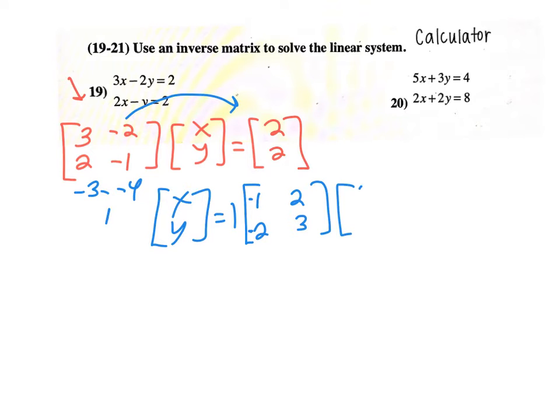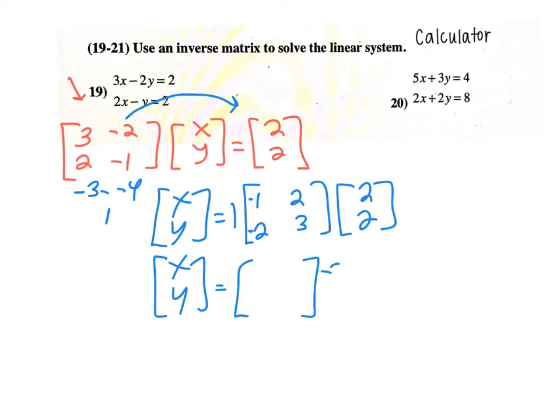And then multiply by what's already over here, the 2, 2. So you do have to know how to multiply. That's the bad thing. All right, here we go again. We did this earlier. We're going to cross down. Negative 1 times 2 is negative 2. 2 times 2 is 4. You always add those, so it gives you 2. Cross down again. Negative 2 times 2 is negative 4. 3 times 2 is 6. Always add. That's 2. So my answer should be 2, 2. All there is to it.